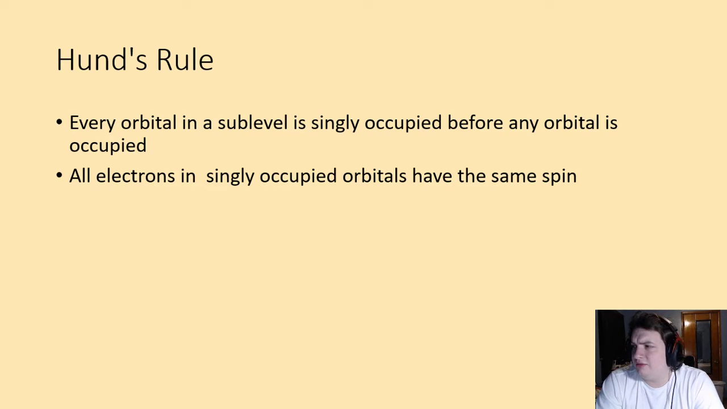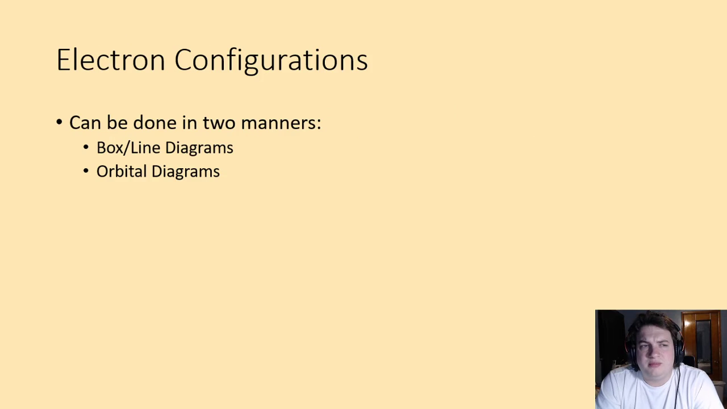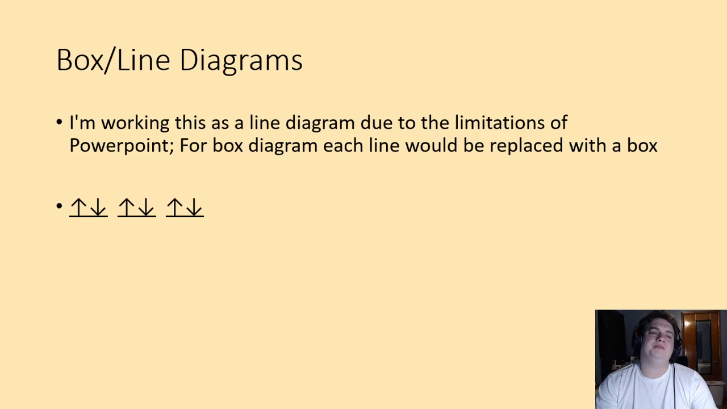With that being said, for those 3 rules, make sure you know them. They're really important. For electron configurations, there's 2 forms we're going to talk about. Our first form is called a box or a line diagram. I'm going to illustrate a line diagram on the PowerPoint because it's a little bit easier to do than a box diagram. I can freeform a box diagram on Tuesday to help you guys visualize it. And our second is going to be called an orbital diagram.